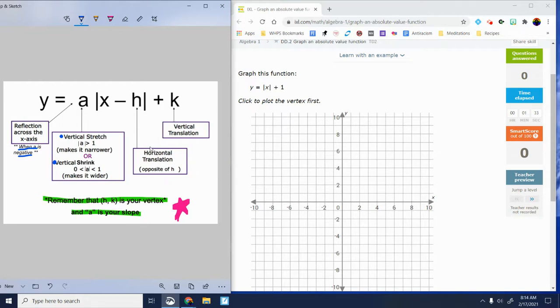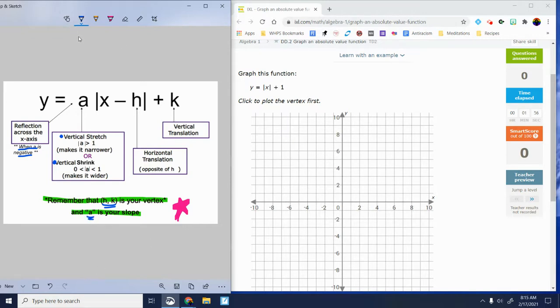H controls going left and right. K controls going up and down. And with H, we want to think opposite of what our brain thinks. And then this is the most important reminder that HK is your vertex. So whatever we see in the equation is the coordinate of our vertex. And then A is your slope.